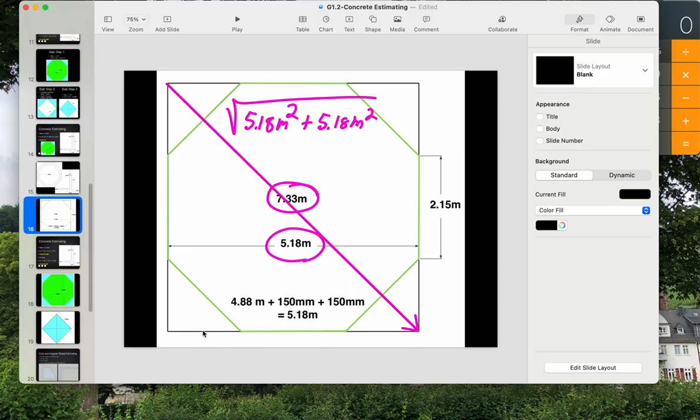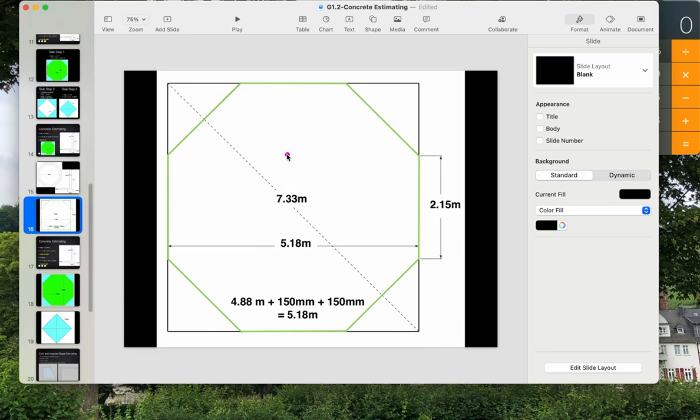Now, interesting thing, because this octagon is symmetrical, meaning all the sides are the same, if we take the 7.33 and minus 5.18 meters, they're both meters, if we take the hypotenuse minus the diameter here, that actually gives us the length of one of the sides, which is 2.15 meters.